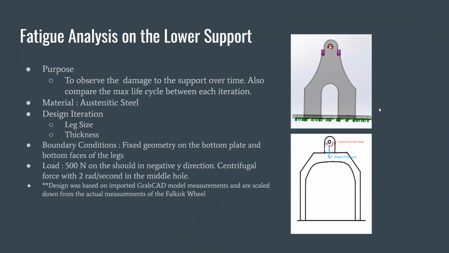So the fatigue analysis for the lower support is to observe the damage to the support over time, and also compare the maximum life cycle between each iteration. The material is ballistic steel. The design iteration is the leg size and thickness, and the boundary condition is on the bottom plate, also the bottom face of the legs. The load is applied on the shoulder to simulate the weight from the wing and arm, and also the centrifugal force is simulated when the wing is rotating.